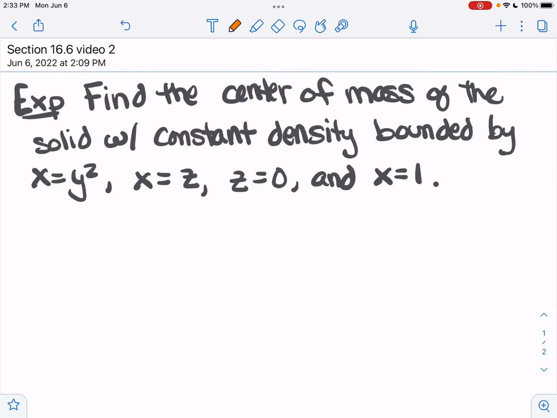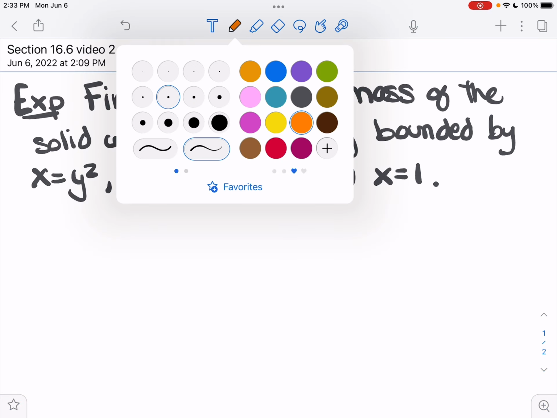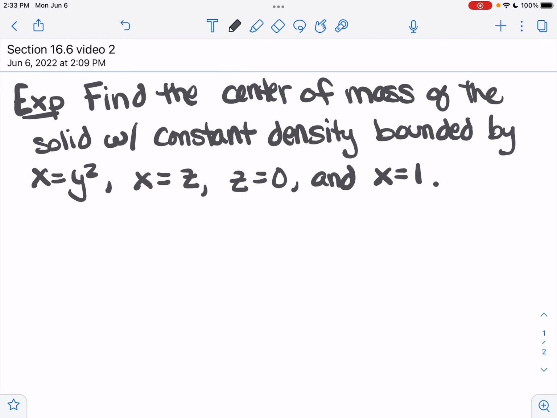We're going to find the center of mass of a solid. The first thing we want to do is visualize the solid and get an idea of what it is we're working on here. So it's the center of mass of a solid with a constant density. So that's nice. We've got a constant density. That'll make things a little bit easier. And bounded by this collection of stuff here.